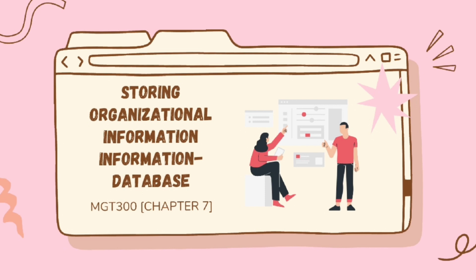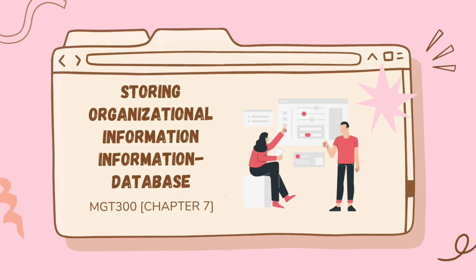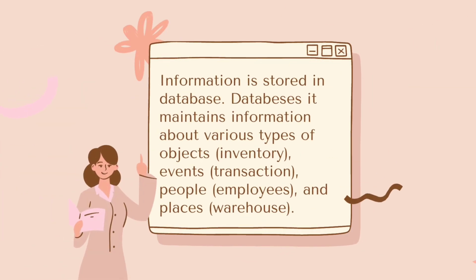As you know, my name is Najwa and today this chapter is about storing organizational information: databases. As we know, information is very important in our daily life. The same goes for organizations. In organizations, the information is stored in databases. It maintains information about various types of objects like inventory, events like transactions, and people, such as employees, and places, for example a warehouse.